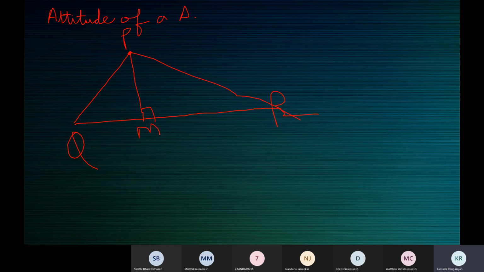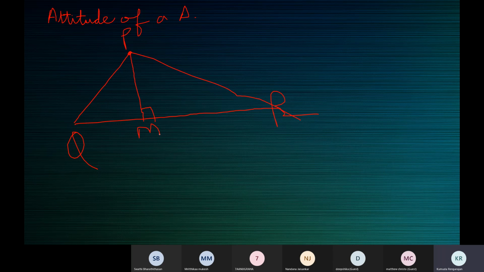PM is a line segment from the vertex P perpendicular to the opposite side QR. Now M need not be the midpoint of QR. In the case of an altitude, M need not be the midpoint of QR. An altitude means it is perpendicular to the opposite side, or perpendicular to the base.